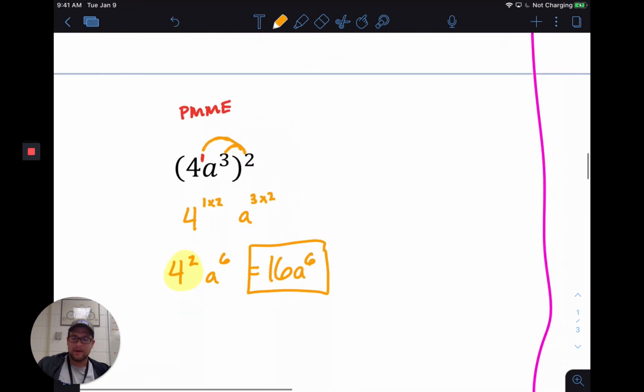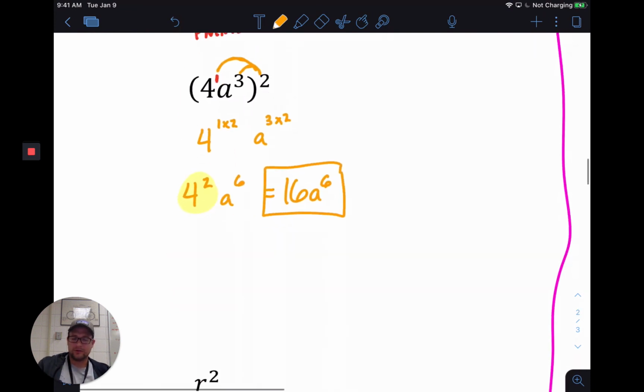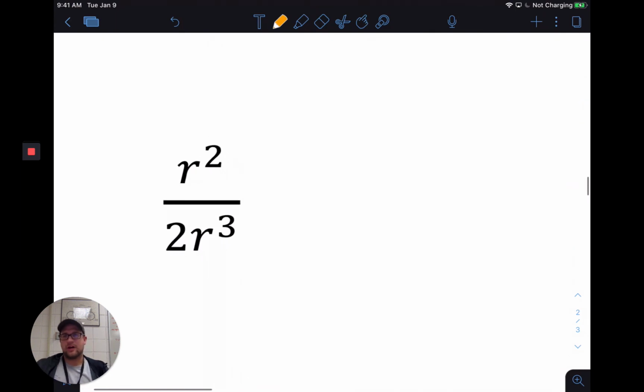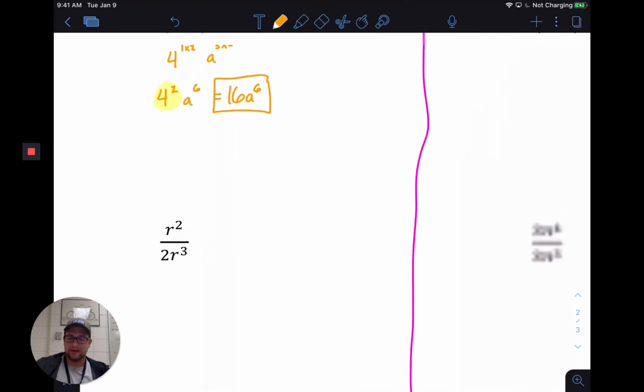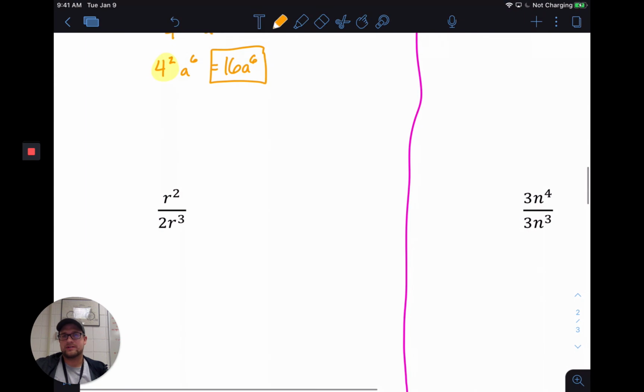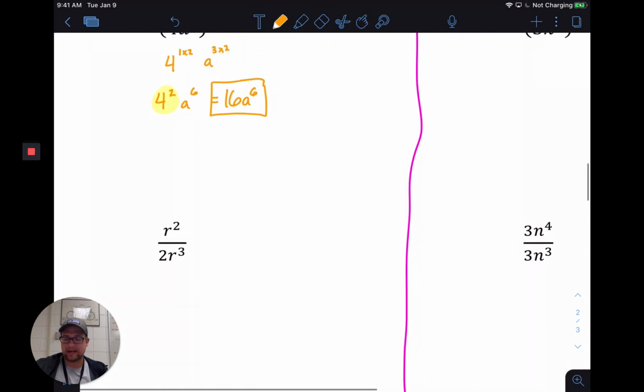Nice job. Let's keep moving along here. Oh, here's another one, right? We're seeing that they're being divided. So let's go review what our rule is up top. How do we divide exponents?